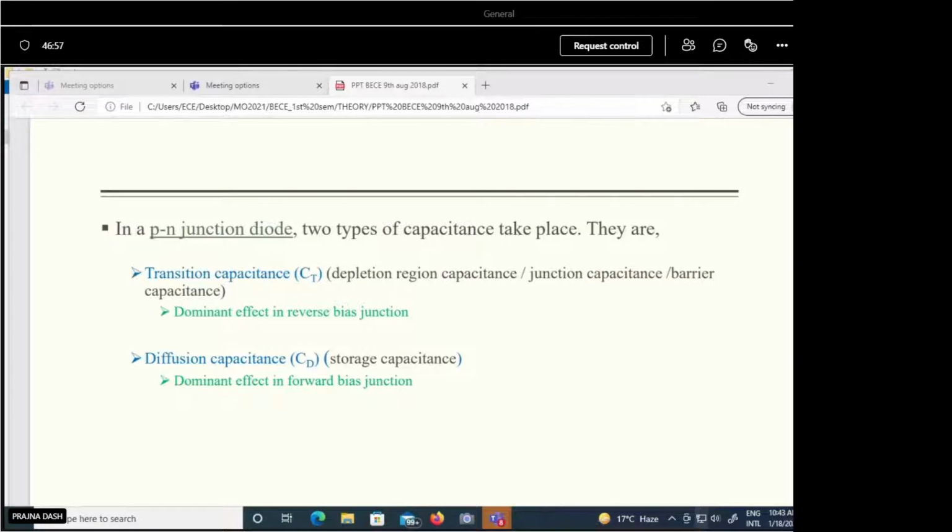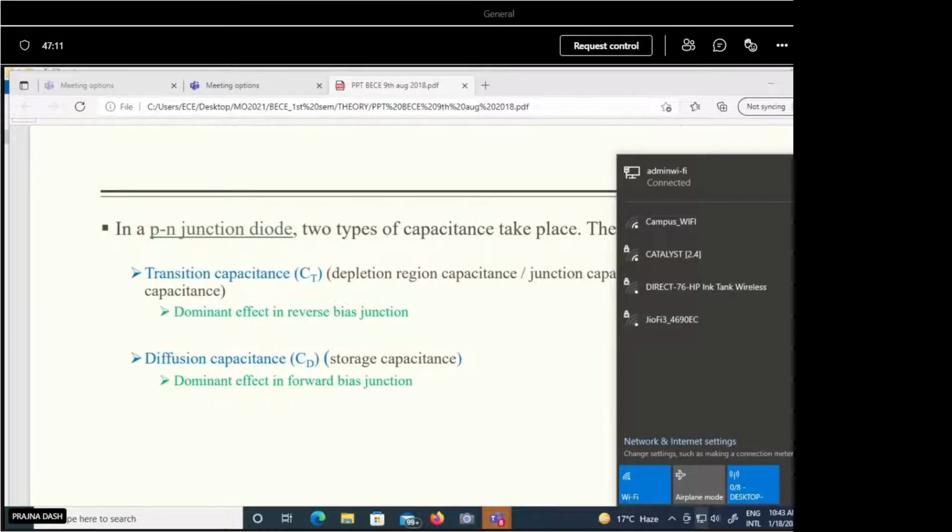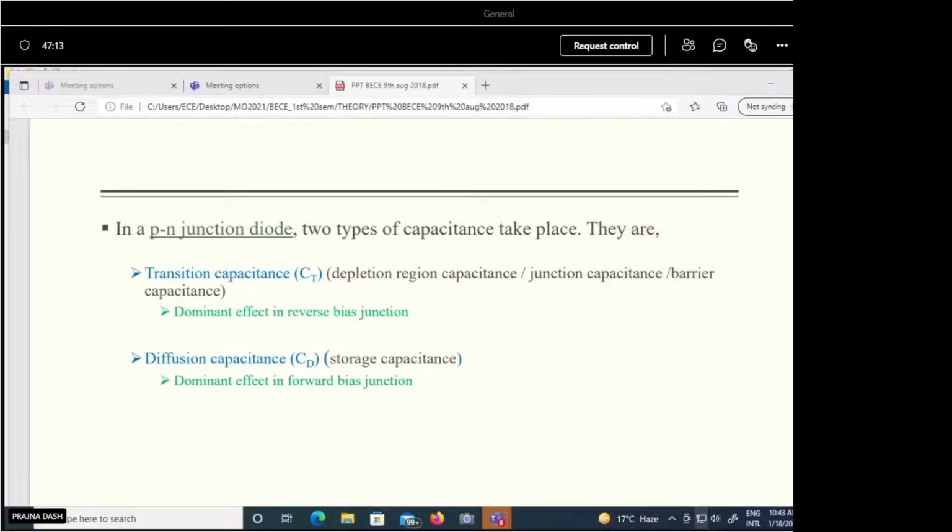Can anybody download the attendance? Actually, I'm having a certain problem. It is hanged. Is it possible from your side to download the attendance? No, ma'am. Maybe if you can make one presenter. Yeah. Actually, this system is not responding now.